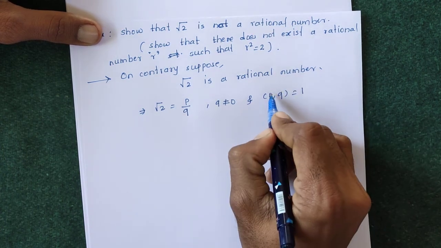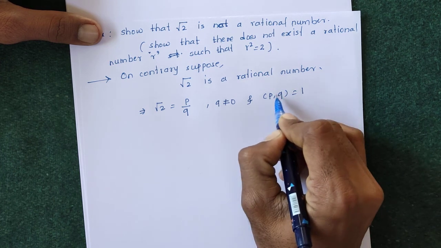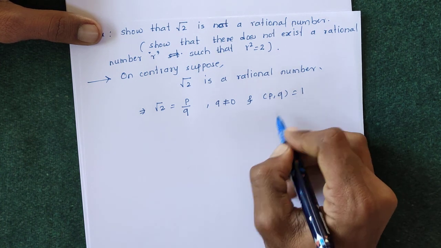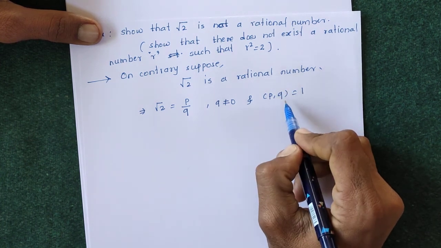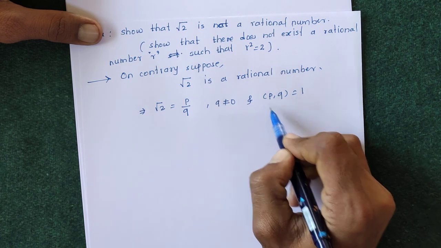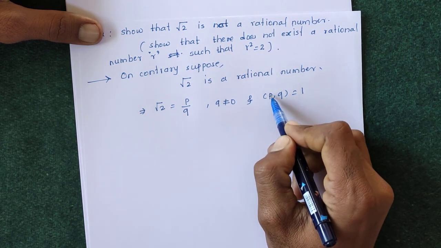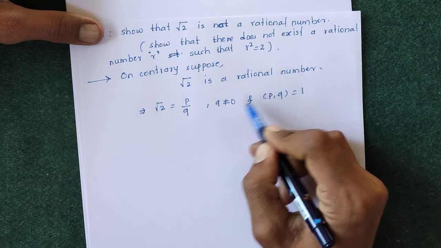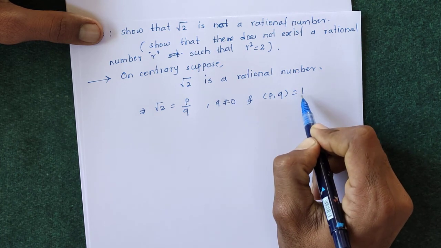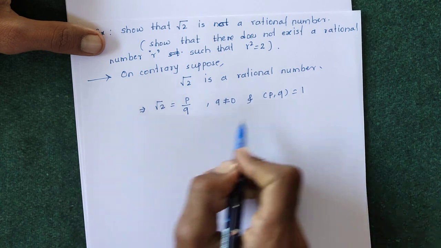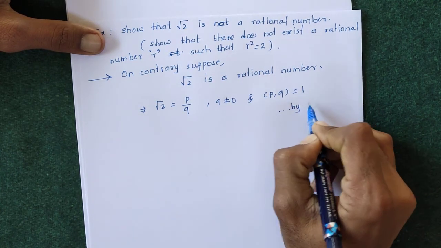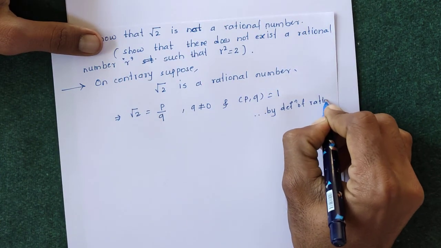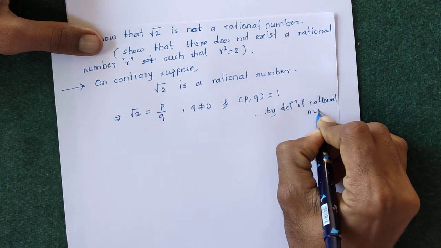Greatest common divisor means the greatest among all the common divisors of p and q. Suppose p has divisors alpha 1, alpha 2, alpha 3, and q has divisors beta 1, beta 2, beta 3, and suppose alpha 1 and beta 3 are two common divisors of p and q, then the greatest among all those common divisors is said to be the GCD. Here GCD of p and q is equal to 1, that is, p and q are relatively prime. So this is by the definition of rational numbers.